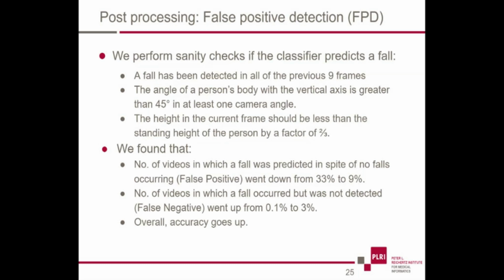Similarly, we check whether the angle of the person's body from the vertical is greater than 45 degrees in at least one camera, and that the distance of the person from the ground in the current frame is less than the standing height of the person by a factor of at least 2/3. We found that these methods decrease the number of false positives significantly. The number of videos in which the false positives went down from 33% to 9%. However, the number of videos in which a fall occurred but was not detected went up. Overall, the accuracy showed an improvement.